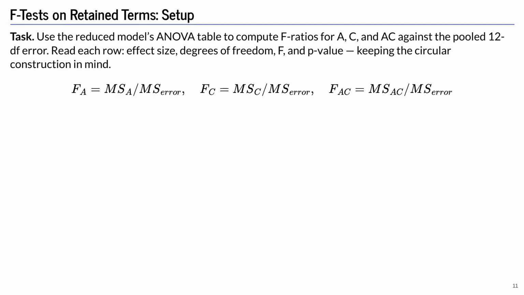For each of the three retained terms, the F-ratio is simply the mean square for that effect divided by the pooled mean squared error of 2.94. So F for temperature is the mean square for temperature divided by 2.94. F for reaction time is its mean square divided by 2.94. And F for the interaction is its mean square divided by 2.94. Each of these has 1 degree of freedom in the numerator and 12 in the denominator.